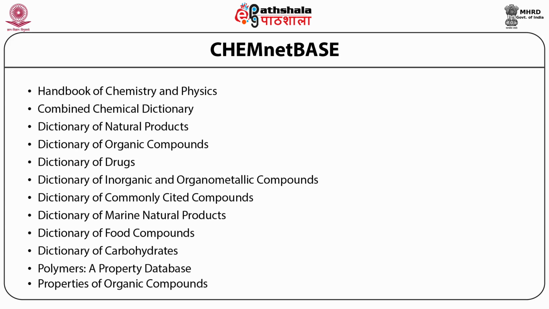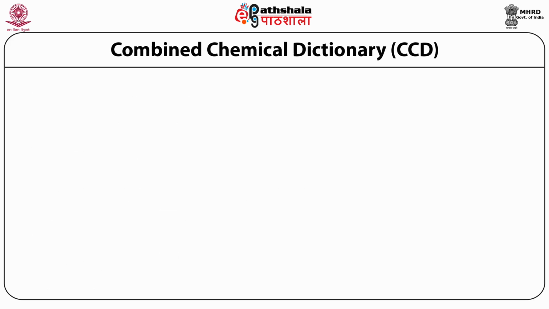ChemNetBase is a collection of chemistry databases from CRC Press, which can be subscribed to individually or collectively. It maintains a set of dictionaries or libraries, for example Handbook of Chemistry and Physics, Combined Chemical Dictionary, Dictionary of Natural Products, Organic Compounds, and so on. Let's move on to the Combined Chemical Dictionary.